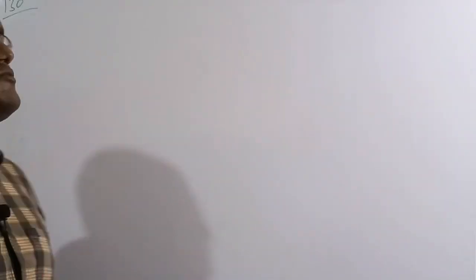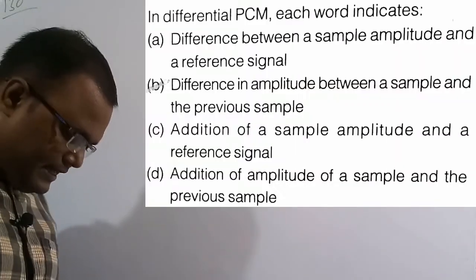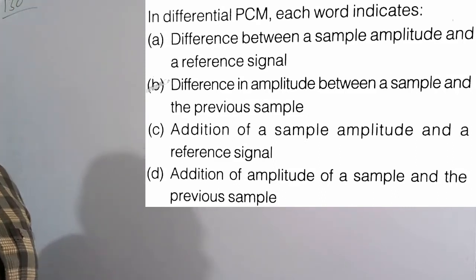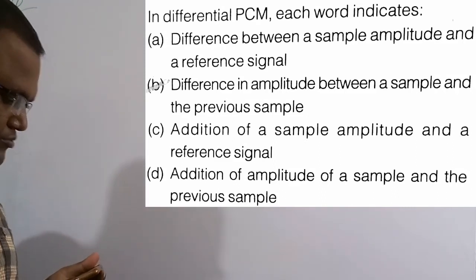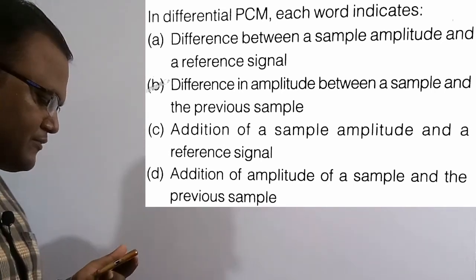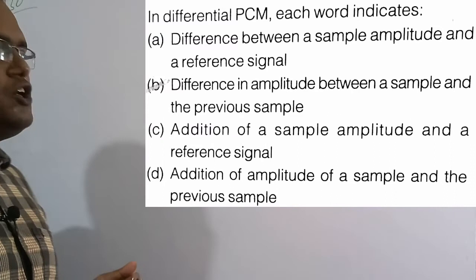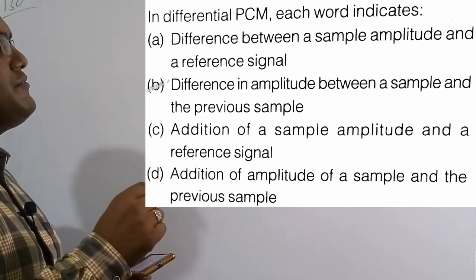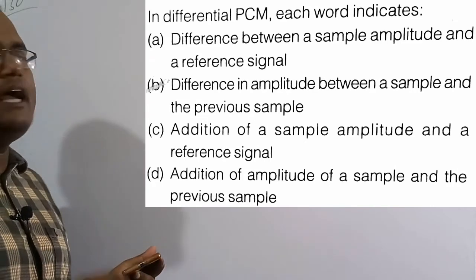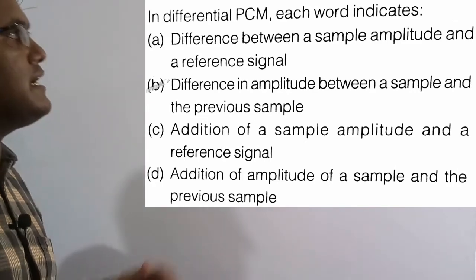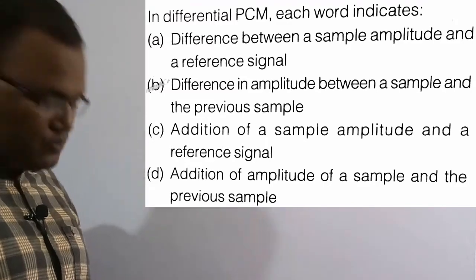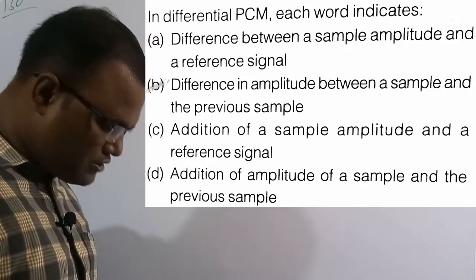So this is the last question of this lecture. See the question here. In differential pulse code modulation, each word indicates. So out of the 4 options, option B is the correct solution of this question, which says that difference in amplitude between a current sample and the previous sample. So therefore here each word in differential PCM is nothing but it is going to tell you about the difference in amplitude between the current amplitude value minus previous sample value. So therefore option B is the correct solution of this question.